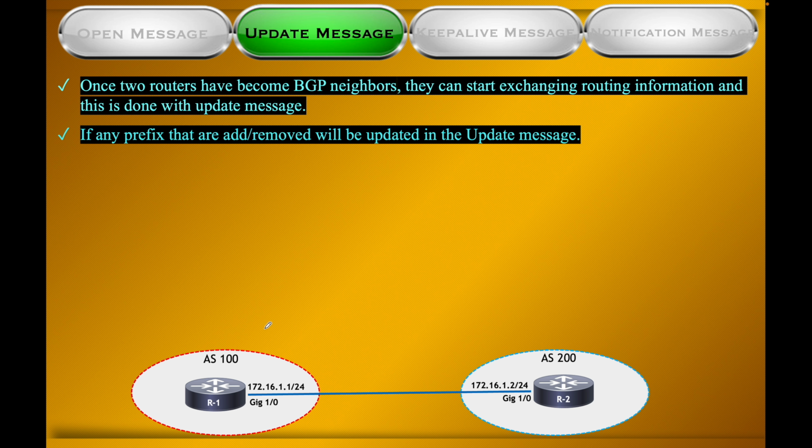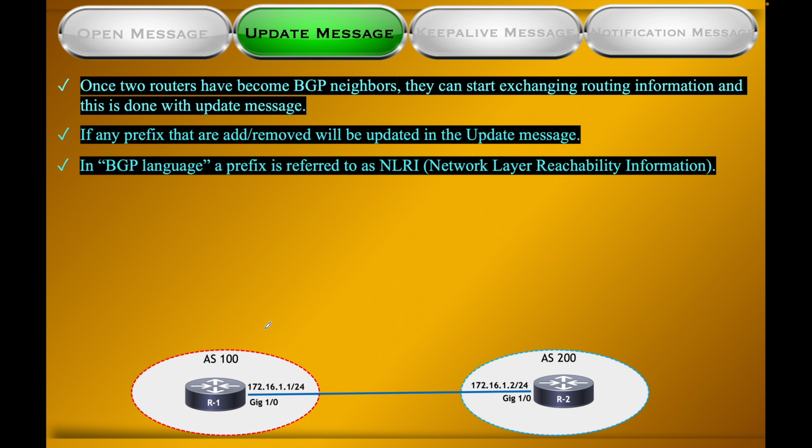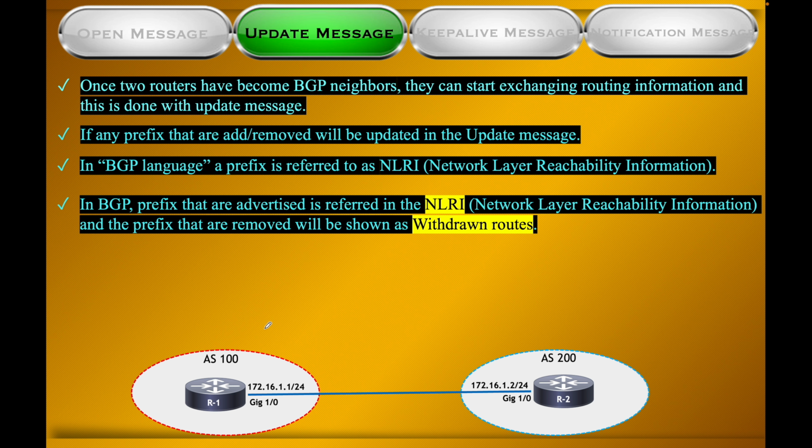Now in the BGP protocol, the prefixes are called NLRI, network layer reachability information. Any prefix or subnet is referred to as NLRI. That I'm going to explain to you. Now, NLRI and the withdrawn routes, what is this?